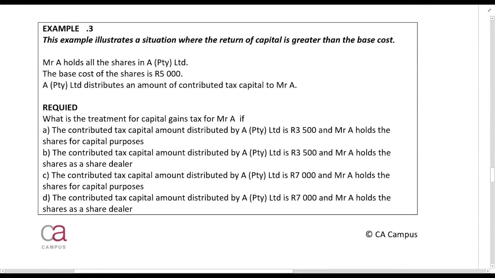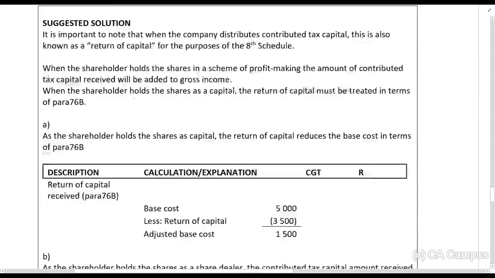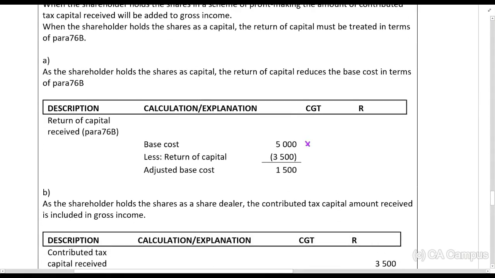Okay, then example 3, not as common, shows the situation where the return of capital is greater than the base cost. Mr. A holds all the shares in AP2I Limited, base cost is 5,000, and AP2I Limited gives an amount of contributed tax capital to Mr. A. What is the treatment if the contributed tax capital is 3,500 rands and Mr. A holds it for capital purposes? Okay. 5,000 minus 3,500 gives us an adjusted base cost. New base cost, and make sure again, you see there's nothing in the CGT column.